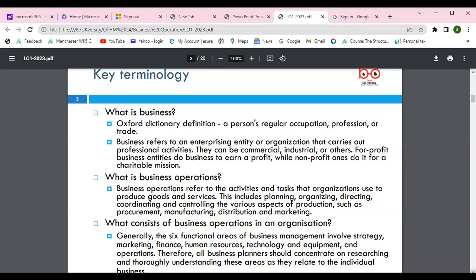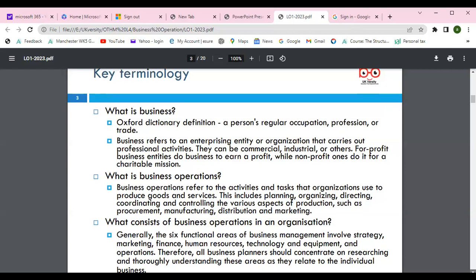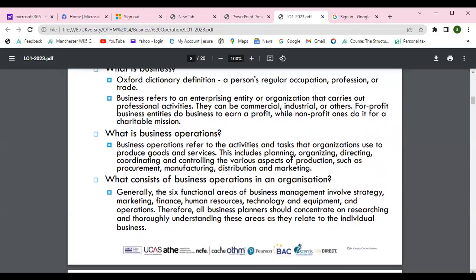For profit, business entities do business to earn a profit, while non-profit entities such as charities, their purpose is not to earn the profit, but their purpose is to deliver value for money, such as local councils. Yes, they use the money effectively. They want to deliver the maximum to their users and satisfaction.